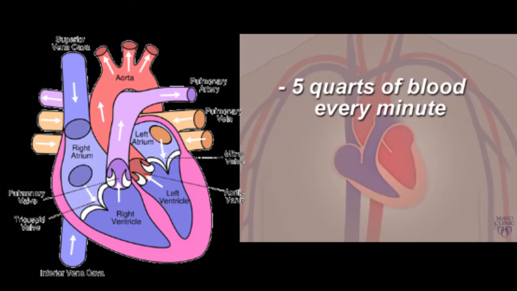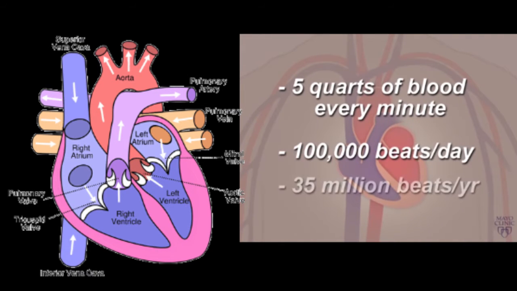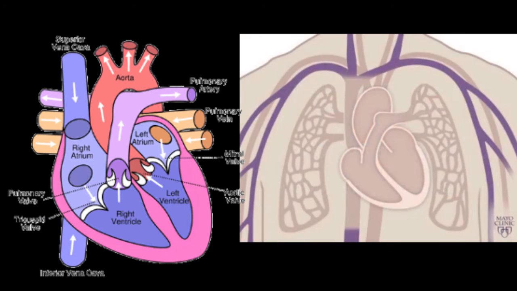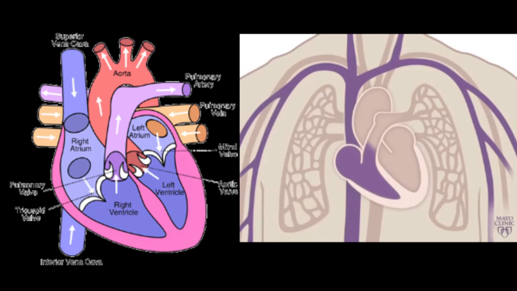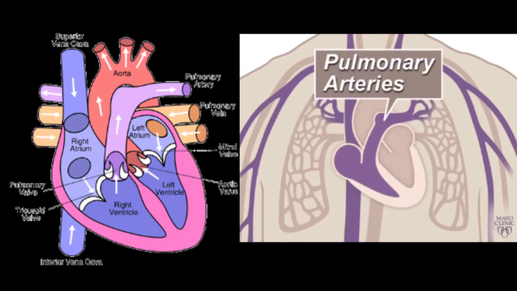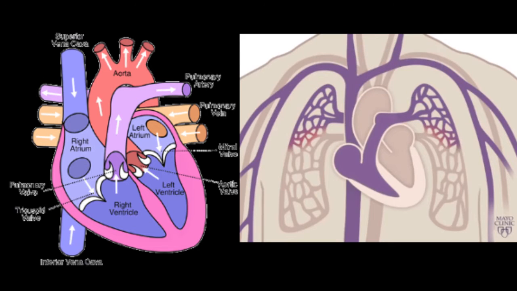The left side of the heart pumps blood into the pulmonary circulation, that is, to the lungs and back to the heart. The right side pumps blood to the systemic circulation, that is, to the entire body tissues and back to the heart. Let's take a minute to observe how the heart does the job of pumping blood.